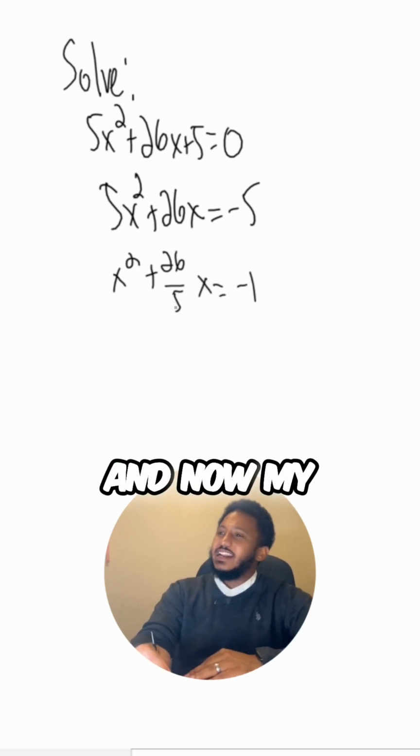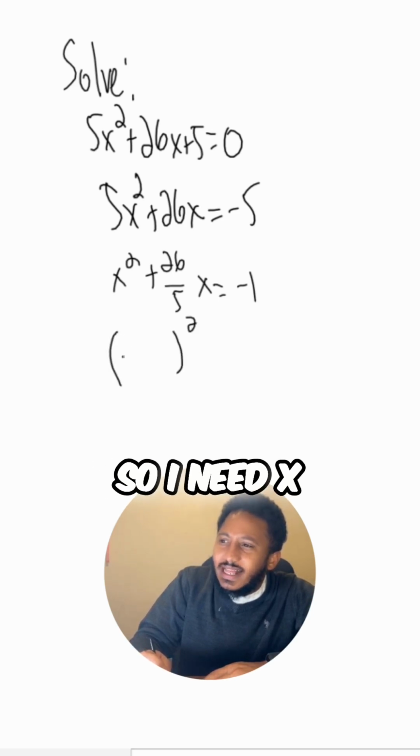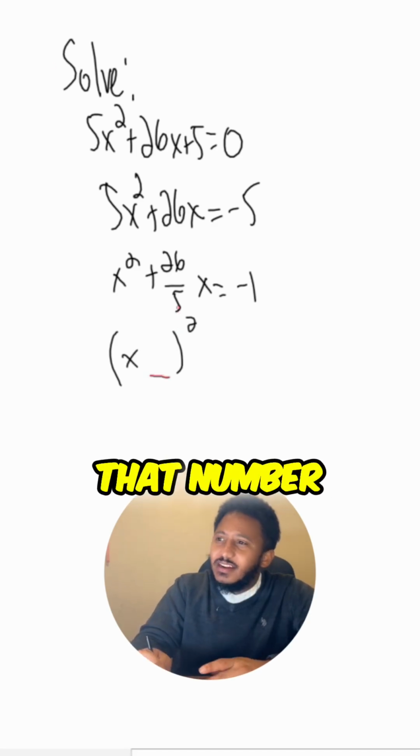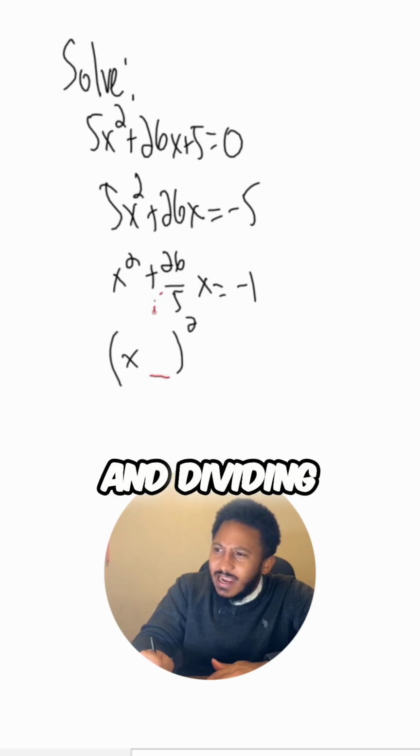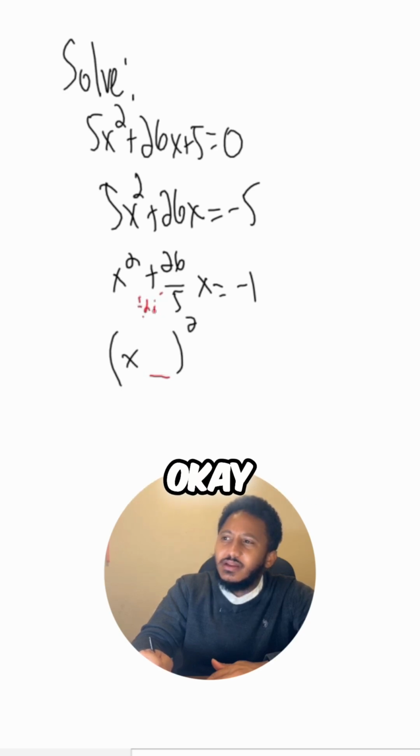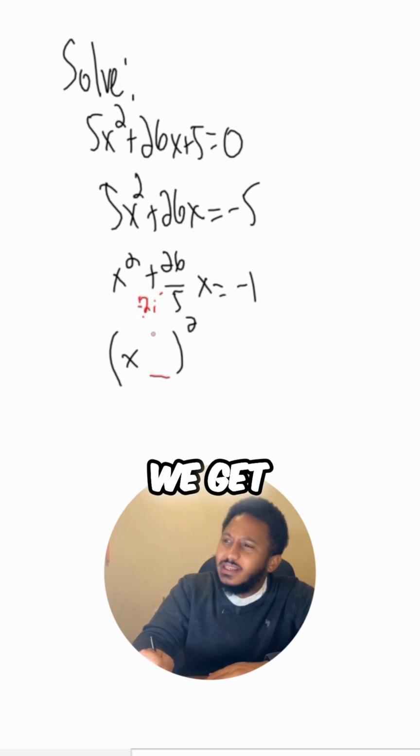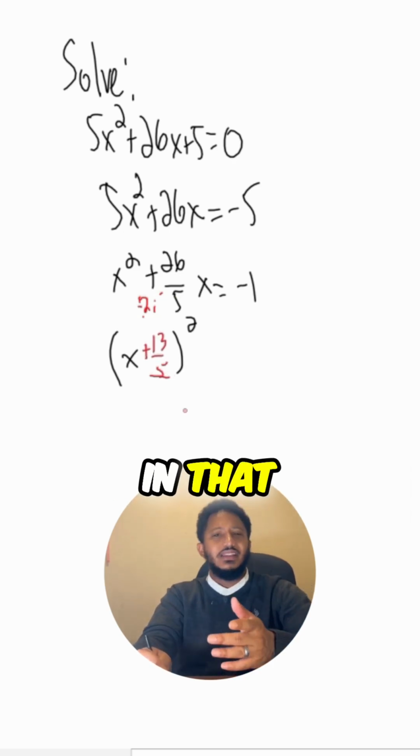Got it. And now my goal again is to get the x stuff in a bubble squared. So I need x plus something, squared. How we find that number is by taking this number, we call b, and dividing by 2. So if I divide 26 over 5 by 2, we get positive 13 over 5, which is what I'll put in that bubble.